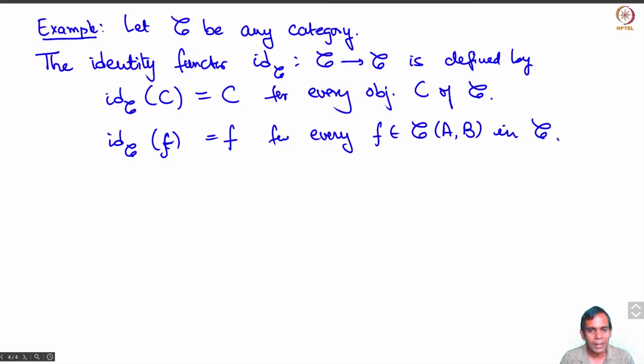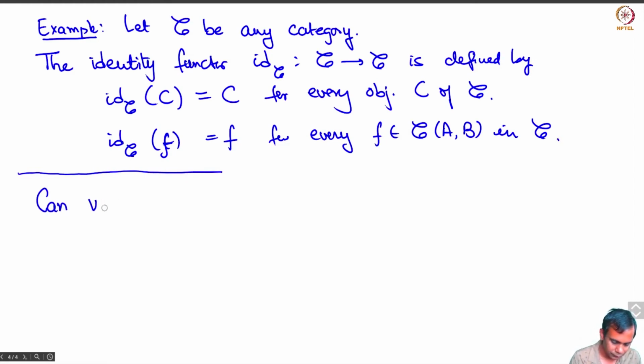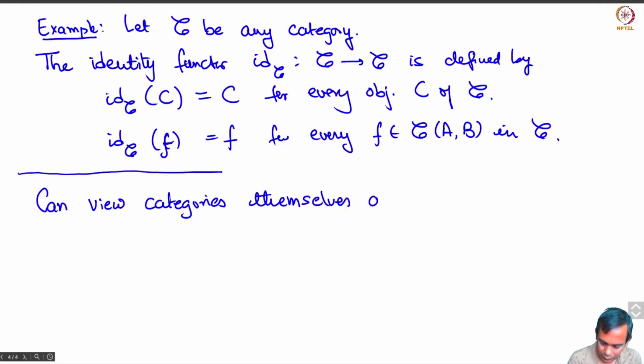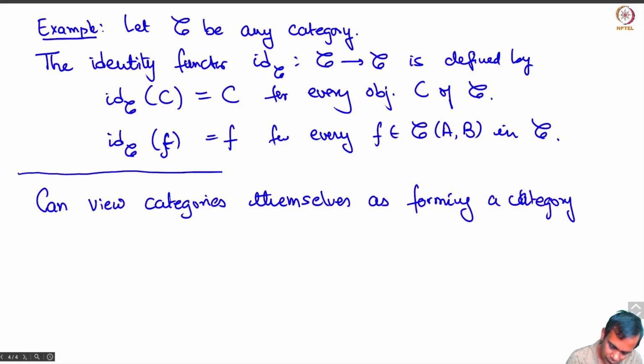This is called the identity functor, and this suggests that we can view categories themselves as forming a category. The objects of this category of categories are categories. The arrows in the category of categories are functors from one category to another, and we've just constructed the identity arrow from each category to itself. However, you need to be a little careful here. You could run into set theoretic issues related to Russell's paradox.